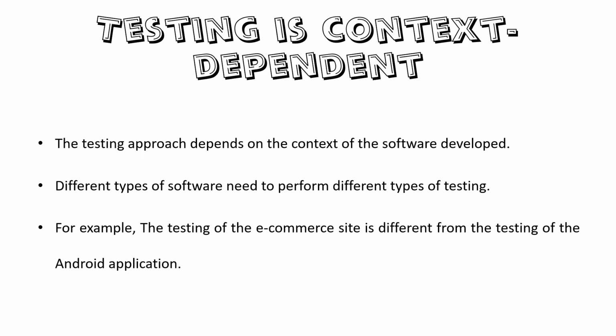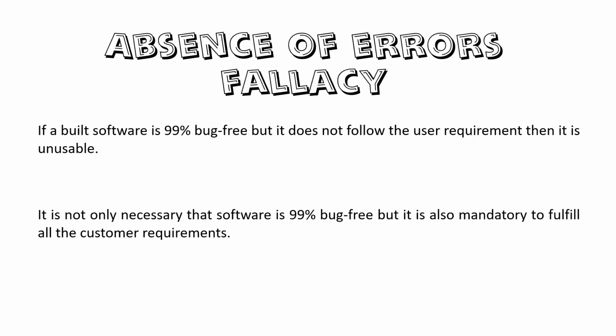Next is absence of error fallacy. We can't say that a software is 99% bug free, and we cannot develop a software like that. Even if we develop a software that is 99% bug free, it should adhere to the user requirements. If it is not adhering to the user requirements and is not made like that, then being 99% bug free is a waste. So we need to stick to the customer requirement also.